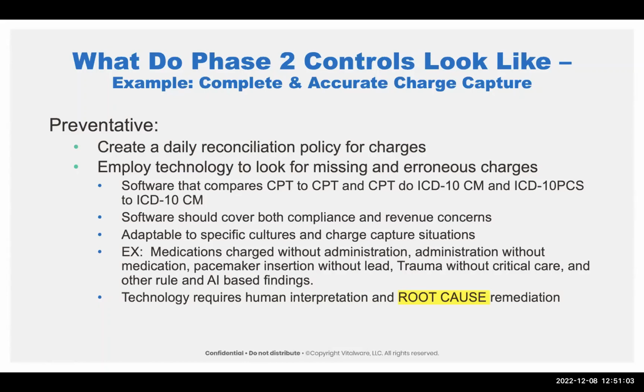Medication charged without administration is a big one. How in the world did the medication get in the body? And this becomes really important when we start to accidentally charge patients for administration of white bag products or brown bag products. Technology requires human interpretation and root cause remediation. So, is technology the answer? No. Is it one of your greatest assets and tools to help human review? Yes. A human can't process all this as quickly as a computer does.